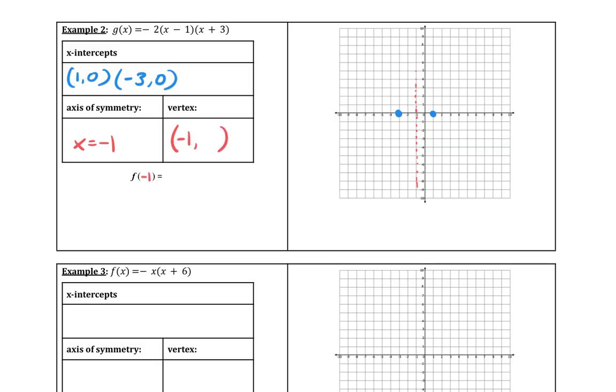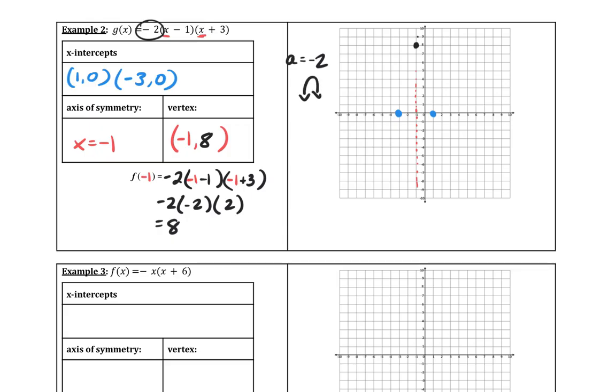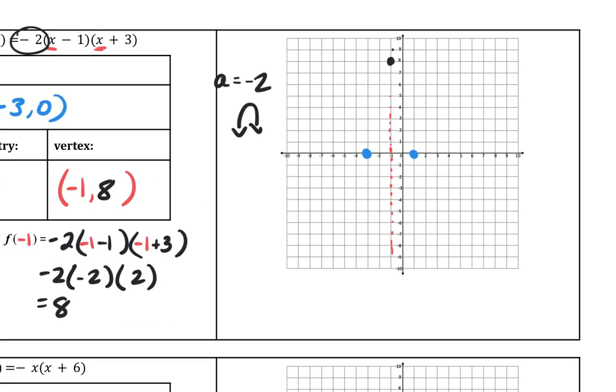So I'm going to plug -1 into the equation. So I've got -2 times (x minus 1) times (x plus 3), and I just plugged in -1. Okay, so let's see here. I have -2 times -2 times 2. That's going to be a +8. So I'm going to go to (-1, 8), way up here. Ooh, my a value is -2, so that means it's upside down. So we are correct. All right, and we're just going to connect that with a nice smooth curve.